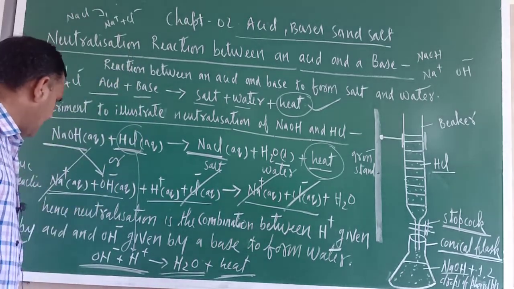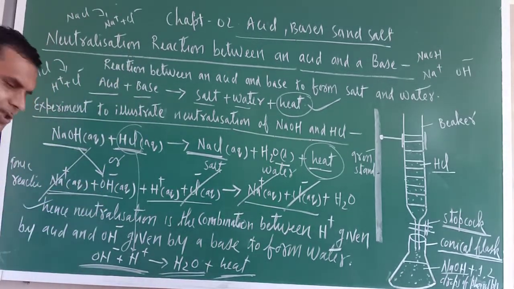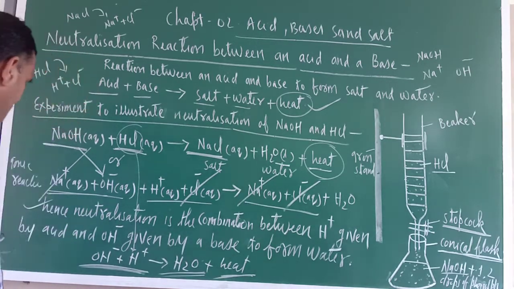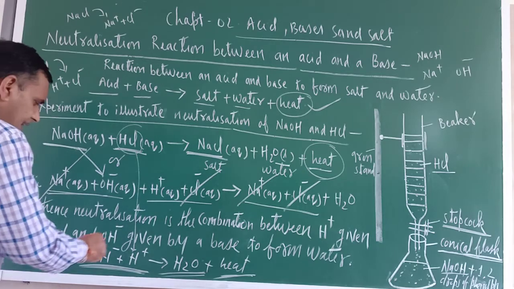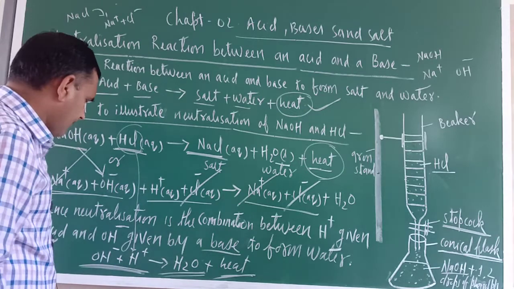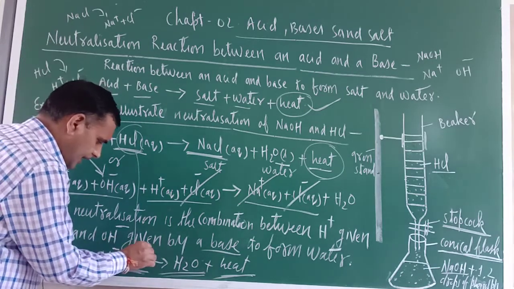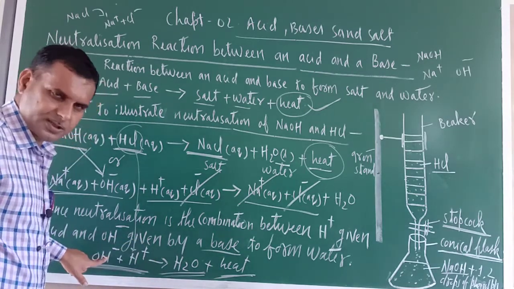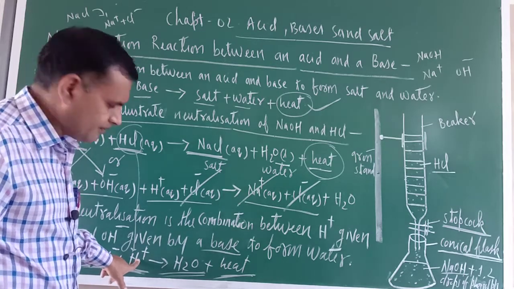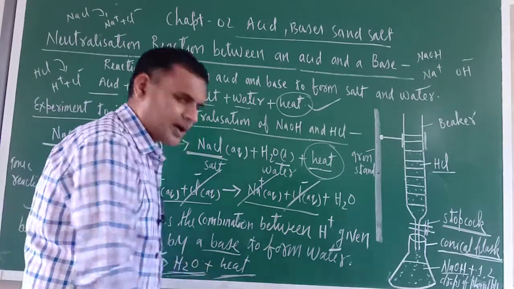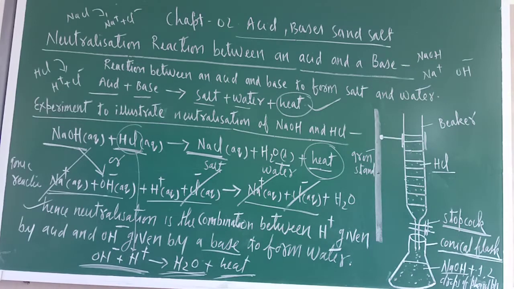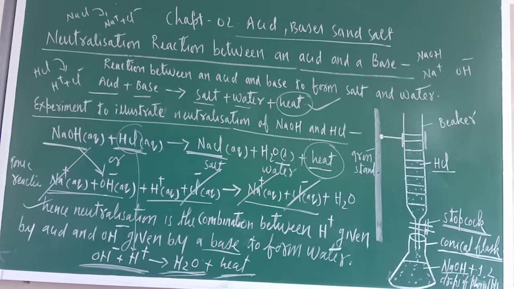Moreover, you have got the new definition of neutralization reaction. Neutralization reaction is nothing but a combination between H positive given by acid and OH negative given by base to form water. Just check here. OH has come from base, H positive has come from acid, and they form water. Okay. So this is all about the neutralization reaction. Now let us move toward another aspect of bases.